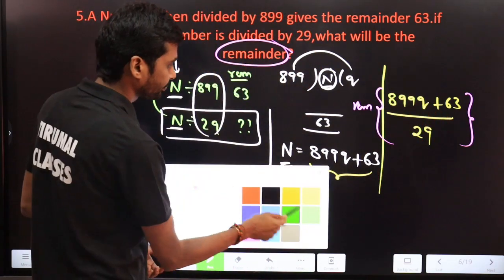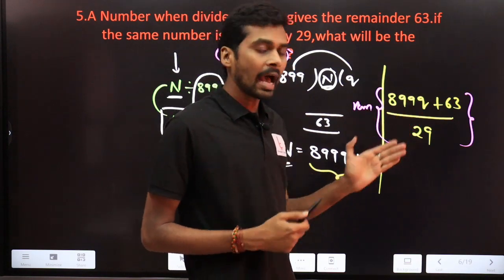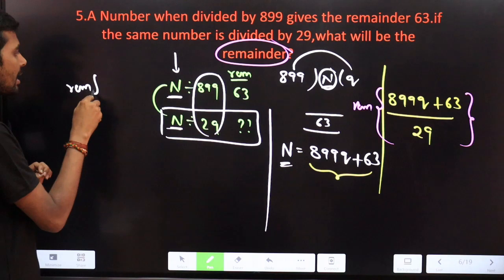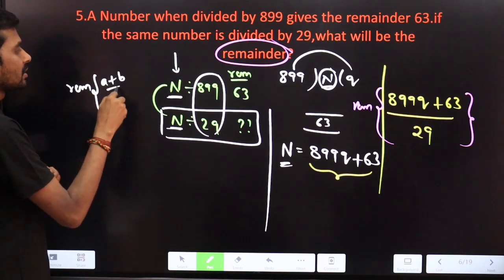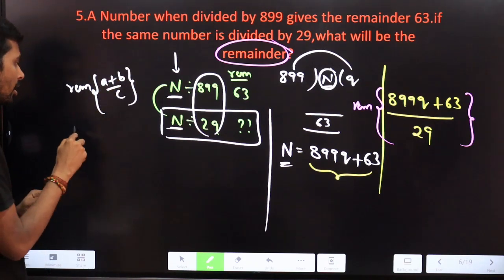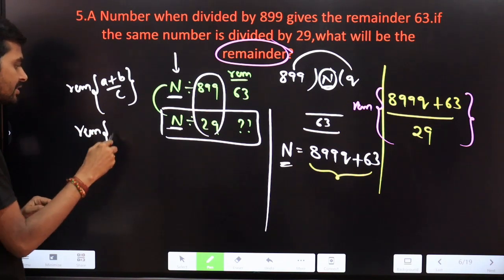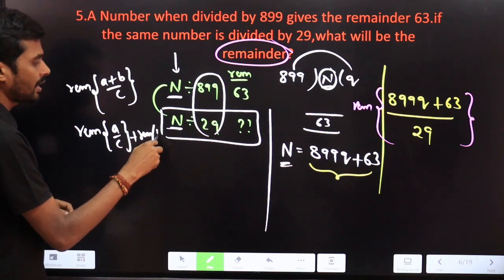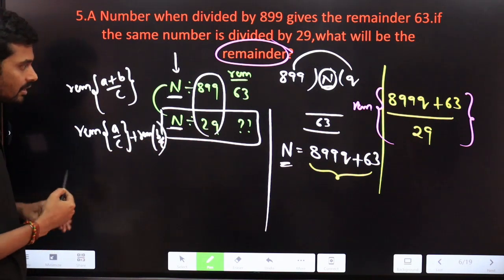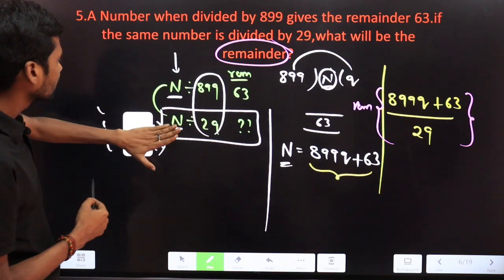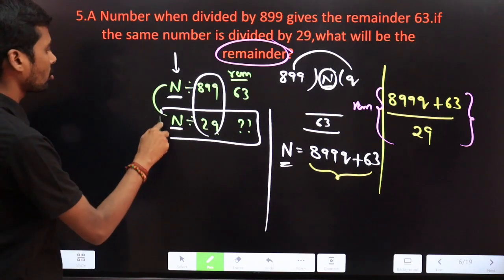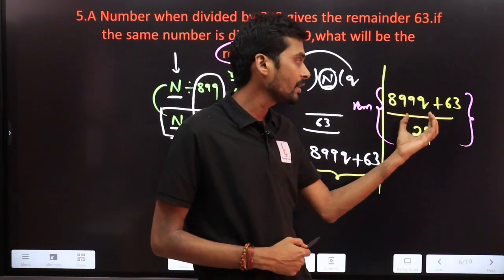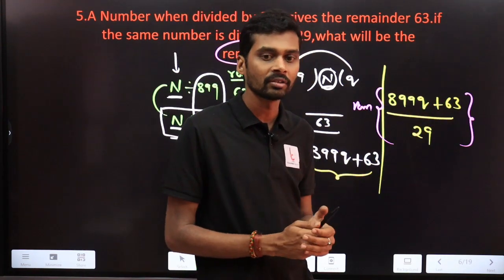Suppose if you see it, I can divide this. So you know the basic formula of remainder. When I have the remainder of a plus b by c, you know the property of remainder. Can I write it as remainder of a by c plus remainder of b by c, right? By using this concept, we can say remainder of 899q by 29 plus remainder of 63 by 29. So I can split it.